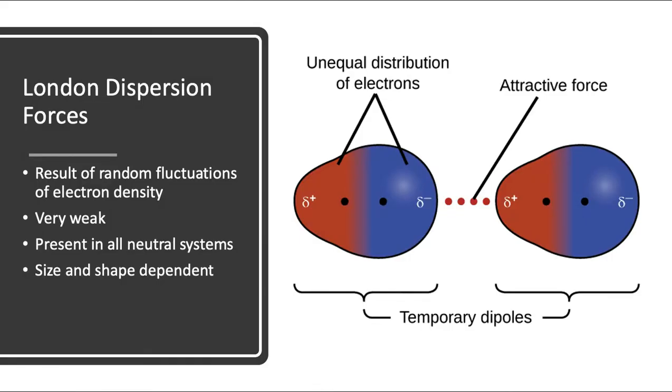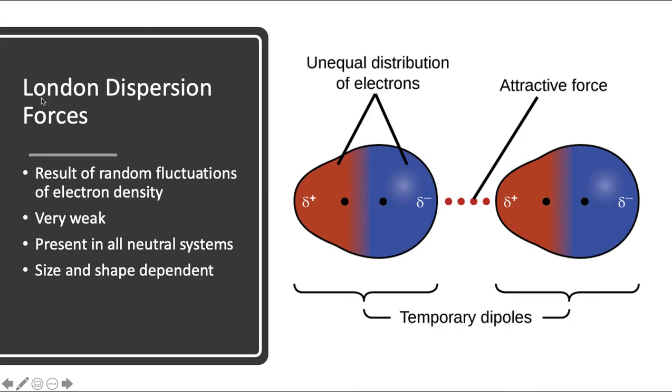London dispersion forces. London dispersion forces are the weakest intermolecular forces. They come about from random fluctuations of electron density within an atom or a nucleus. They're very weak. They're present in all neutral systems or in all nonpolar systems. They depend on the size and shape of the molecule, and we'll talk about it in a little bit. But these are the characteristics of London dispersion forces. Every molecule will have at least London dispersion forces.